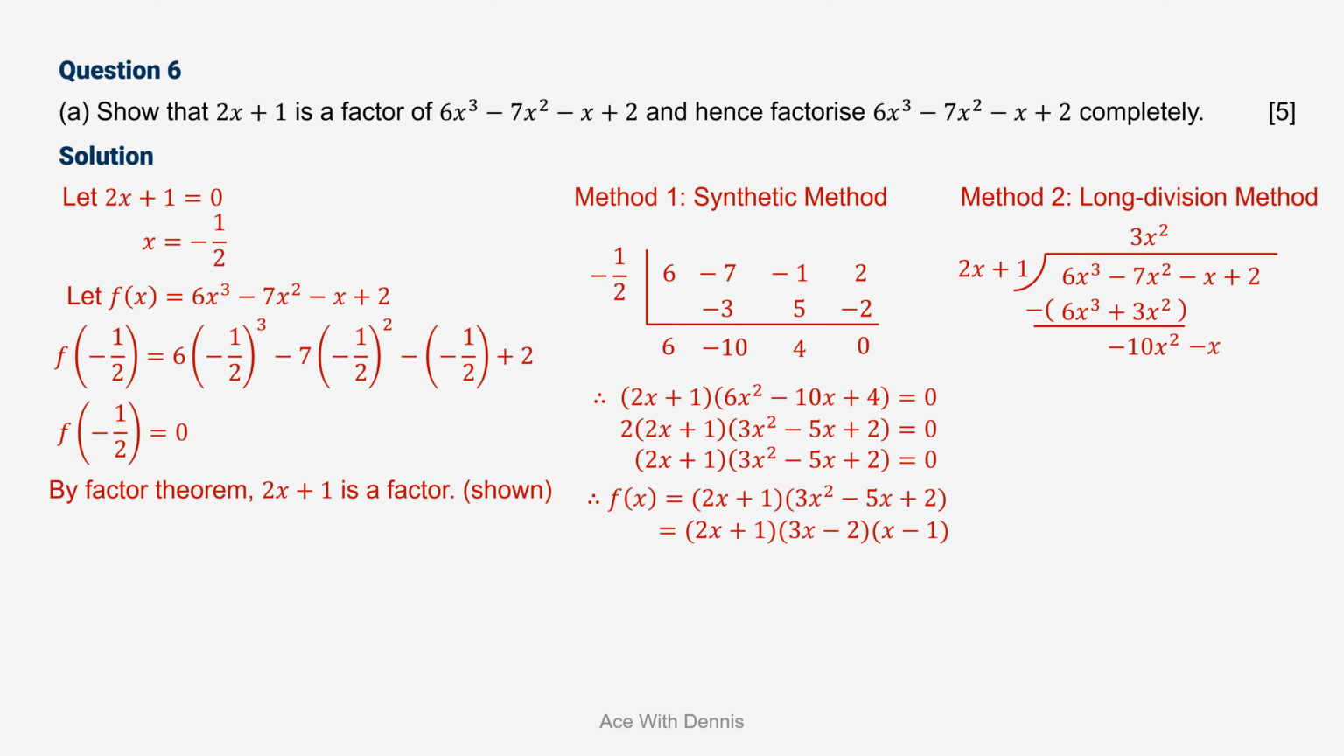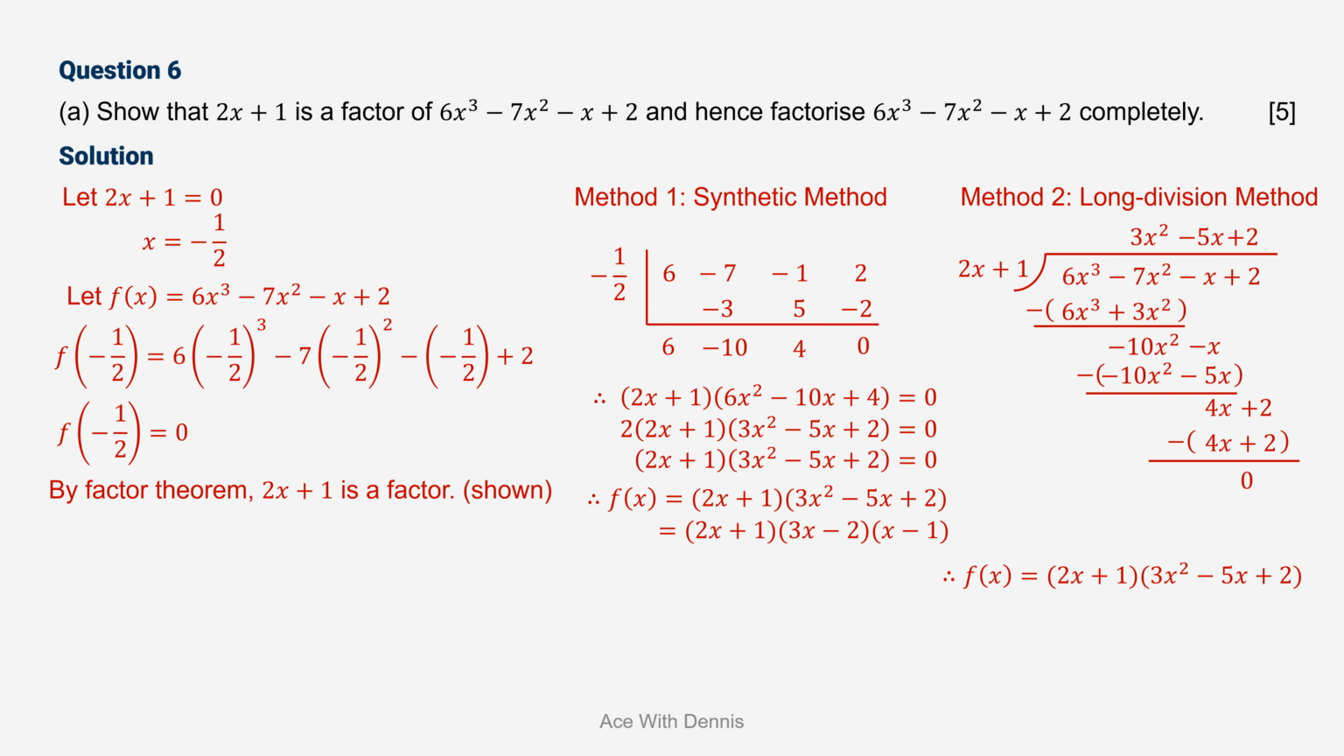Then I copy down the negative x here and multiply 2x plus 1 with negative 5x. We'll get negative 10x squared minus 5x. Then we minus negative 10x squared minus x with negative 10x squared minus 5x. We'll get 4x. Repeat the same process, copy down the 2 here, and multiply 2x plus 1 with positive 2. We'll get 4x plus 2. And minus these two expressions, we'll get 0. Hence, f(x) equals 2x plus 1 times 3x squared minus 5x plus 2.